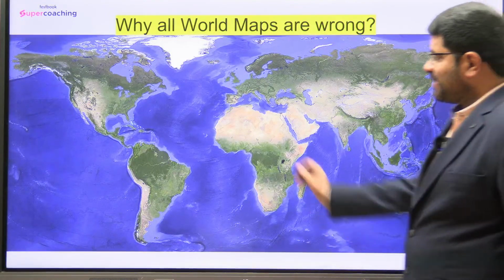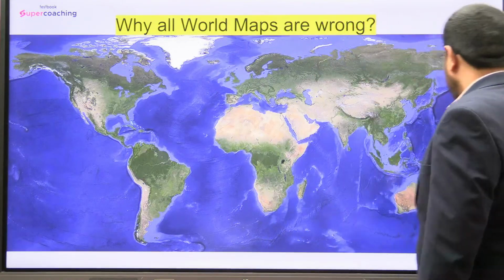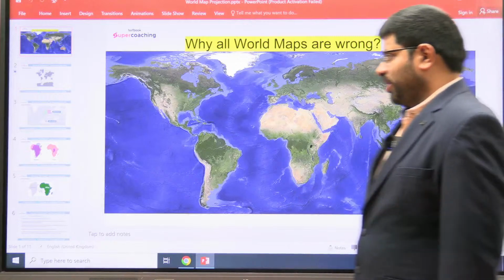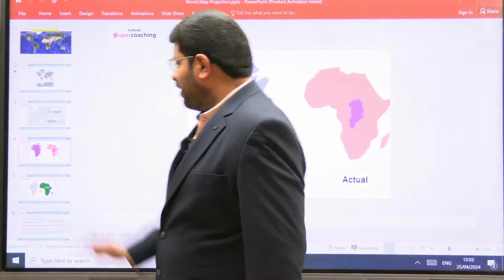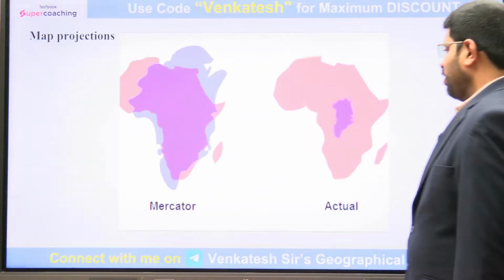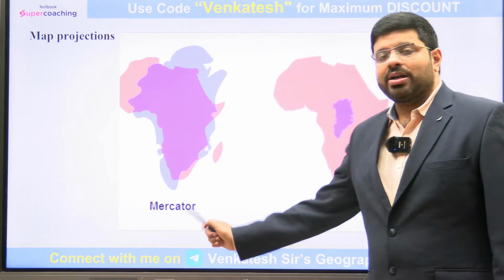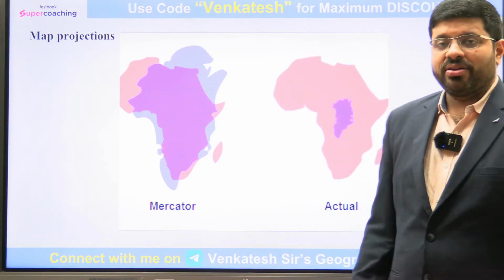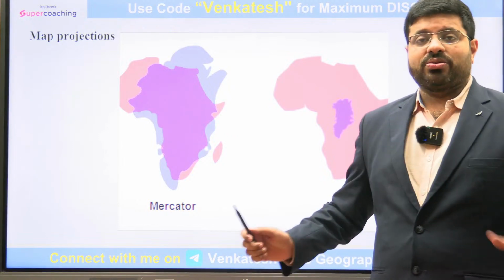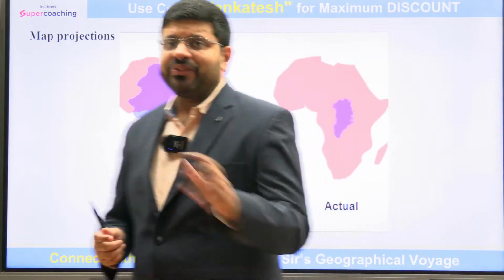Have you ever seen the size here? Let us try to understand the true size of a continent. Look at the size between them and the actual size. We have a certain projection called the Mercator projection. This Mercator projection is the one which is distorting these kinds of things. Let us understand why we have this challenge.